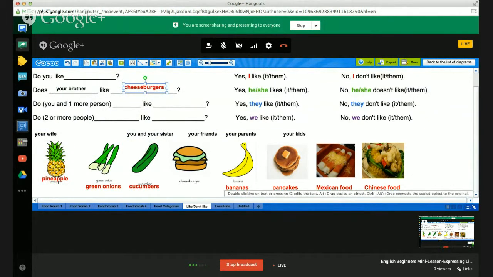Now here, of course, because there's an S on the end, we're going to use the word them. But there's another thing. When we're talking about he or she, we need to put an S on the verb like to make it likes. So it will sound like this. Yes, he likes them. Or no, he doesn't like them. So let me ask you a question about your brother. Does your brother like cheeseburgers? Think about that and then answer the question.